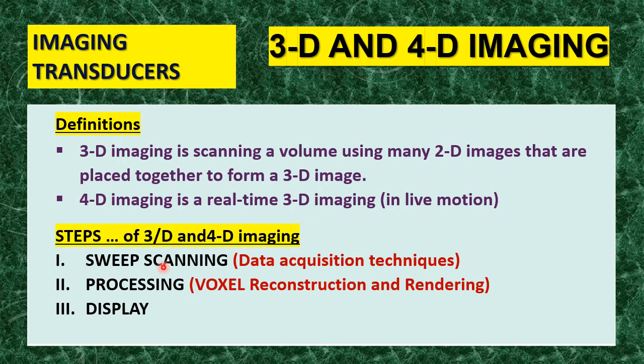The second step is processing. So this data that has been acquired will be processed. And in the processing, the machine is using a voxel. So what is the voxel? The building unit of a 3D. This is comparable to the pixel that the machine uses to build the 2D image. So in 2D imaging the machine is using pixels, but in 3D imaging the machine is using voxels.